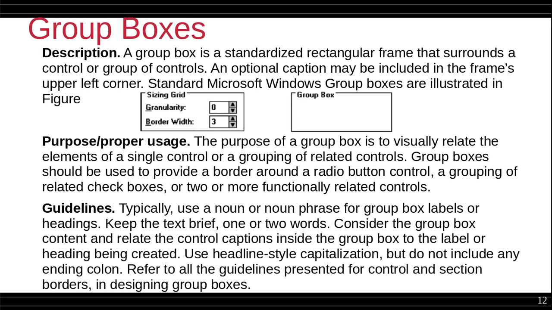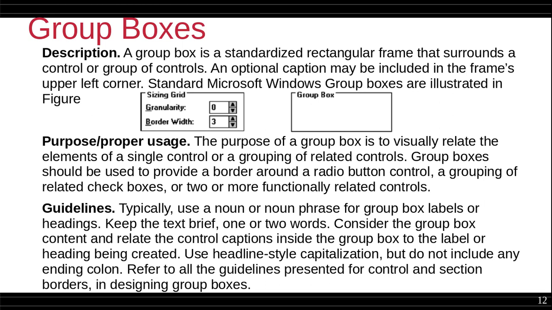The description. A group box is a standardized rectangular frame that surrounds a control or group of controls. An optional caption may be included in the frame's upper left corner. Standard Microsoft Windows groups are illustrated here. You can see there is a border around all the other controls with a legend, the title at the upper left corner. Purpose or proper usage. The purpose of a group box is to visually relate the elements of a single control or a grouping of related controls. Group boxes should be used to provide a border around a radio button control, a grouping of related checkboxes, or 2 or more functionally related controls.